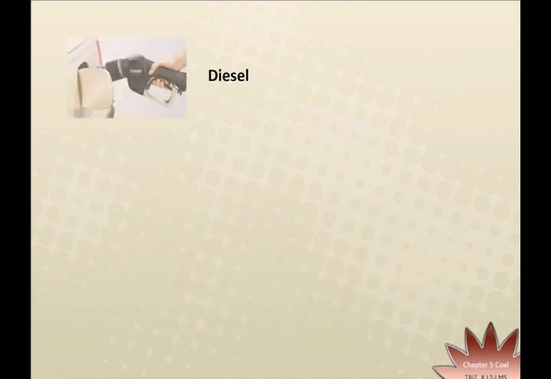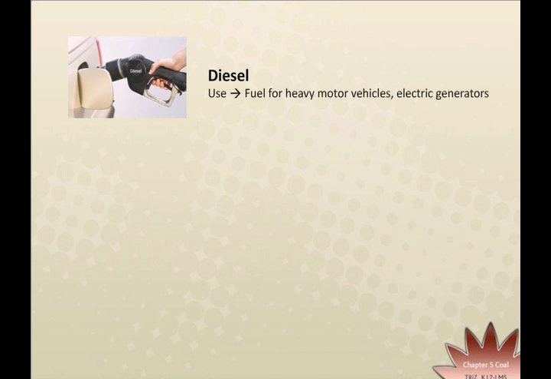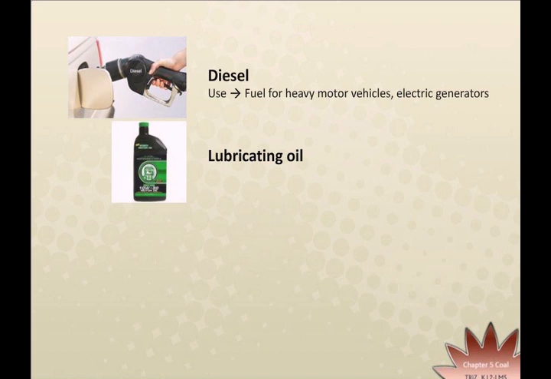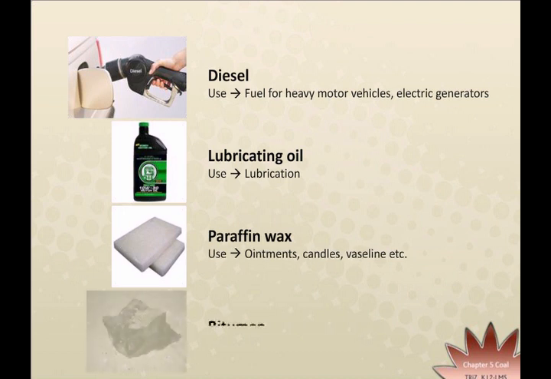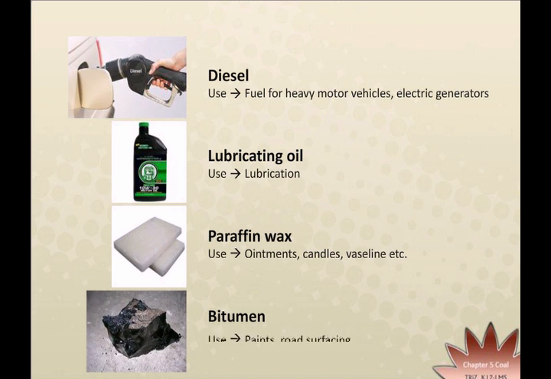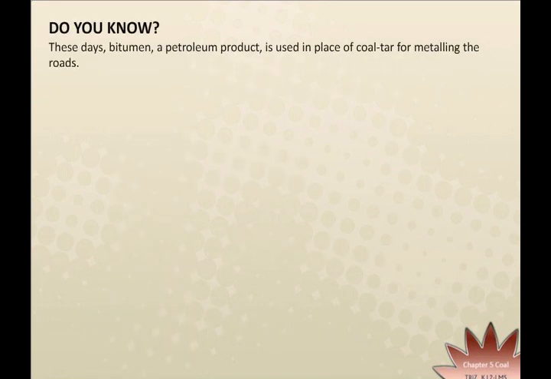Diesel, use: fuel for heavy motor vehicles, electric generators. Lubricating oil, use: lubrication. Paraffin wax, use: ointments, candles, Vaseline, etc. Bitumen, use: paints, road surfacing. Do you know, these days bitumen, a petroleum product, is used in place of coal tar for metalling the roads.